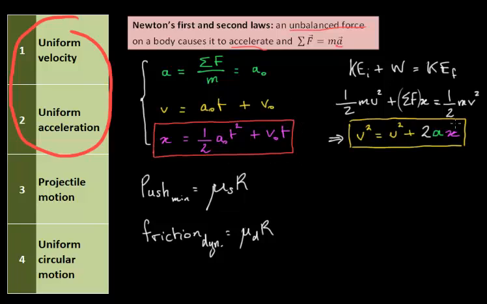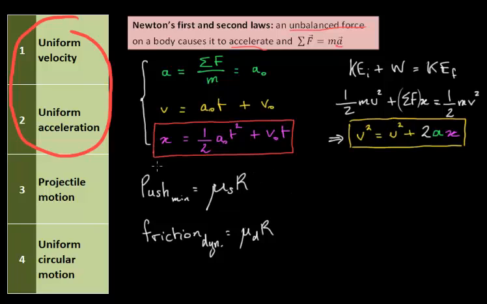Then we saw that we could obtain another equation which expresses final velocity in terms of initial velocity, acceleration, and displacement, which is the following, and that we obtain by studying the system from an energetic point of view, saying that the initial kinetic energy plus the work done by the net force is equal to the final kinetic energy.